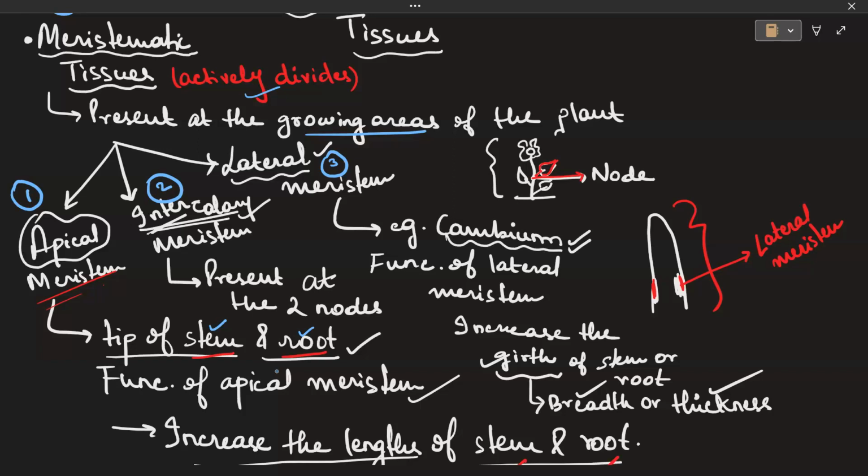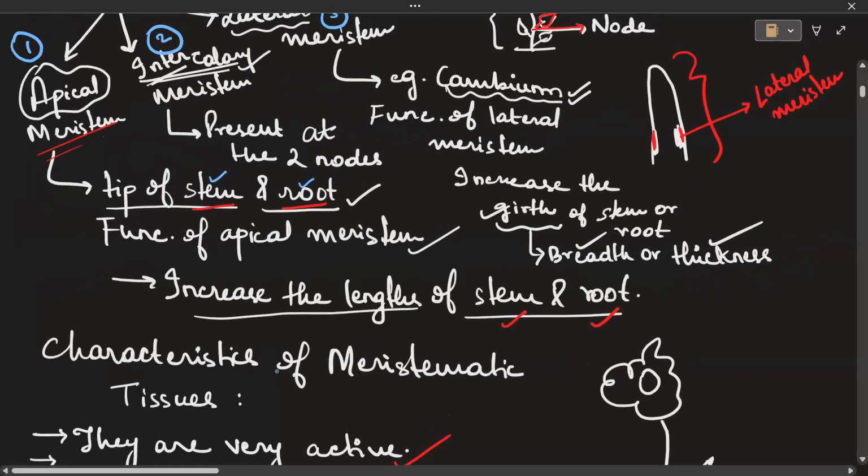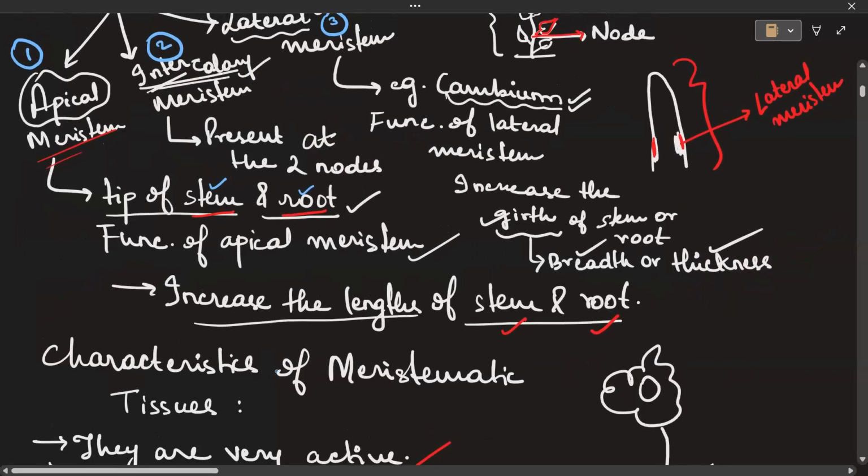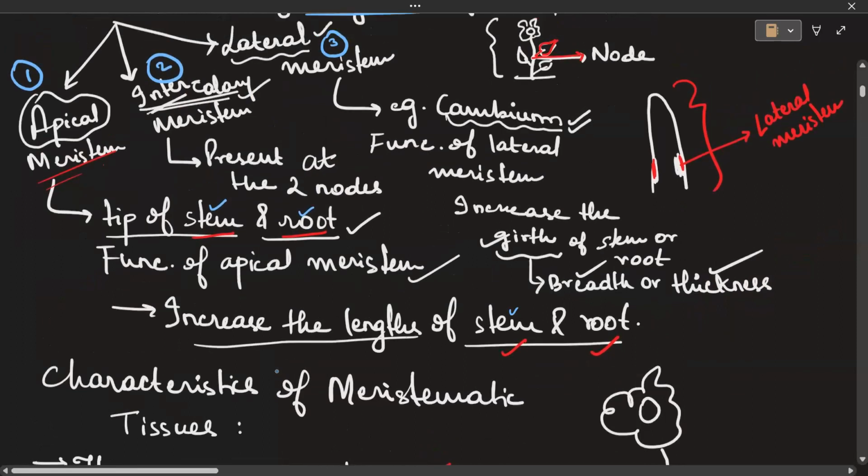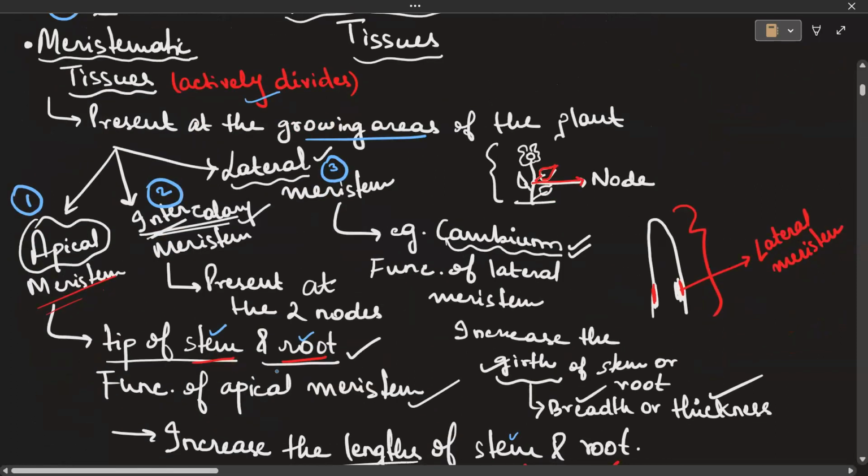Yes, ma'am. Okay. Now, what is the function of apical meristem? Basically, the apical meristem increases the length of the stem and the root. Why? Because it is actively dividing. Clear? So this is the apical meristem. Now, the second type of meristematic tissue is the intercalary meristem.